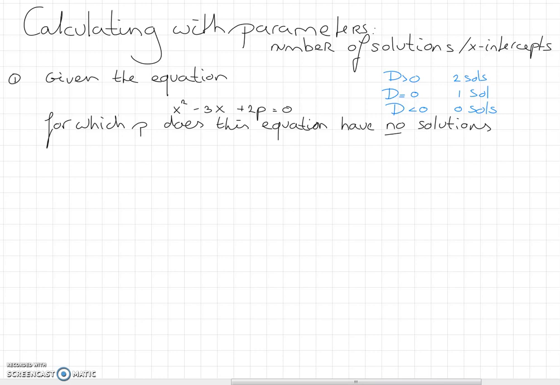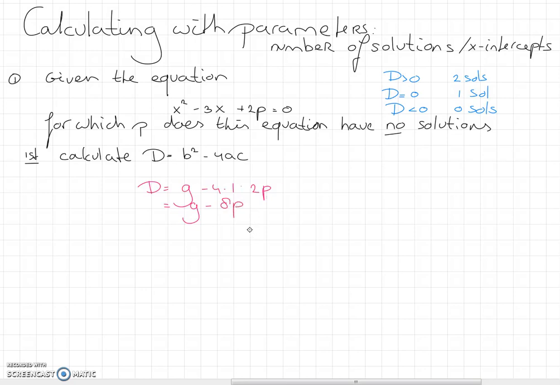So our first step will be to calculate d in terms of p. In this equation, a is 1, b is negative 3, and c is 2p. So our discriminant is equal to b squared, so 9, minus 4 times 1 times 2p, or equal to 9 minus 8p.